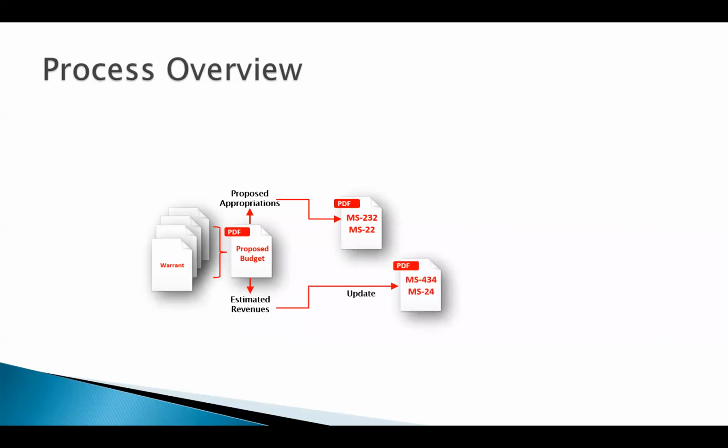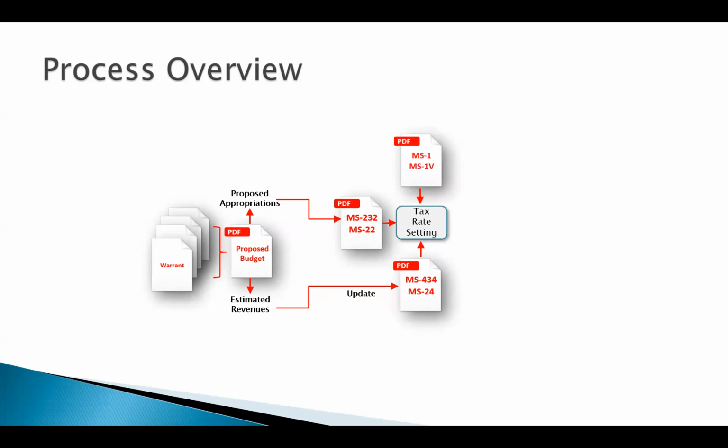And then in the summertime, you get your revised revenue estimates on your MS-434 or your MS-24. Both of these lead into the tax rate setting process, the appropriations, how much money you are going to spend, and your revised revenue estimates, how much money you are going to take in. Subtract your revenues from your appropriations, and you'll get the net amount of taxes that you need to raise.